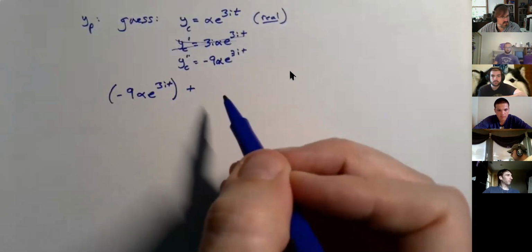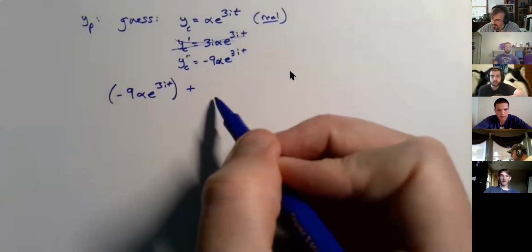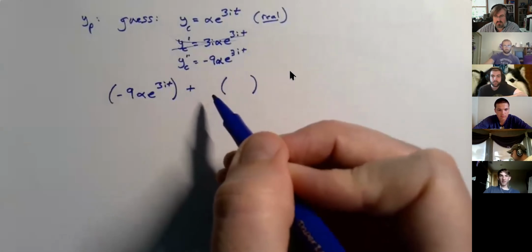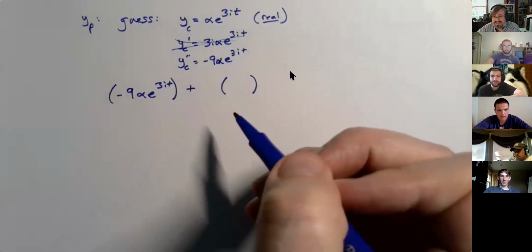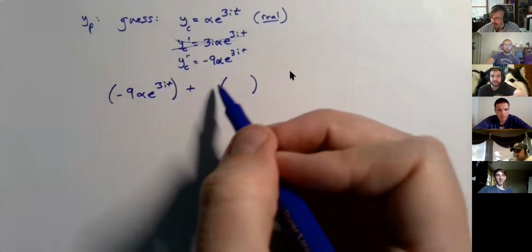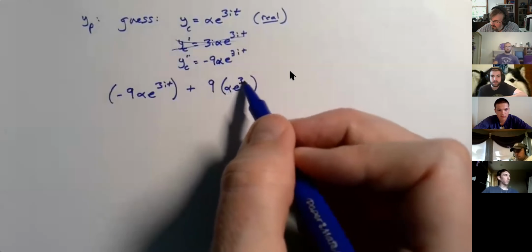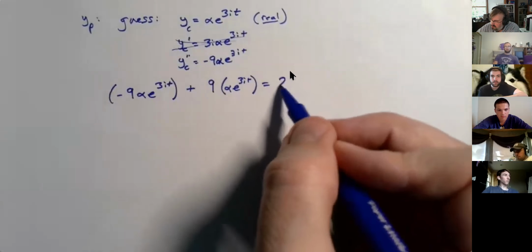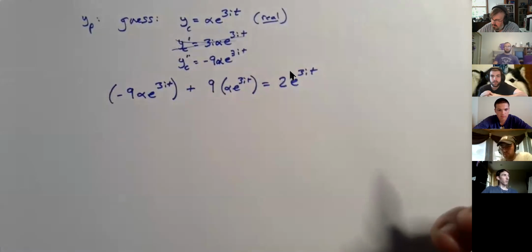What's the differential equation, though, that we start with? Because we're plugging this back into it, it's something times y. So what's the something here? What's the coefficient for that second term? We'll get there eventually. It should be plus 9 times y. So in this case, it would be 9 times alpha e to the 3it equals, the right-hand side of the equation, 2 times e to the 3it. Correct. Do you see the problem?